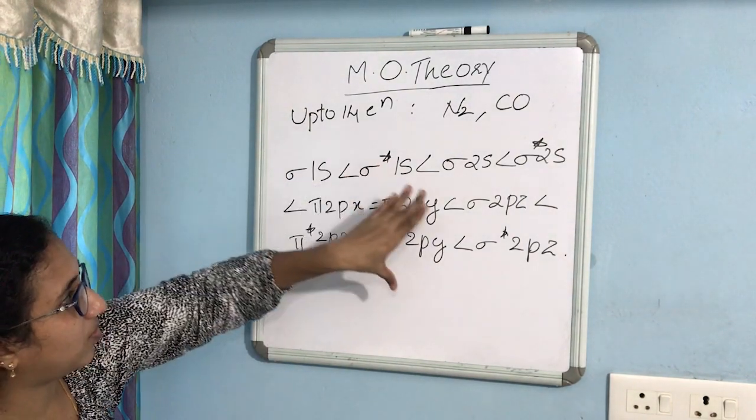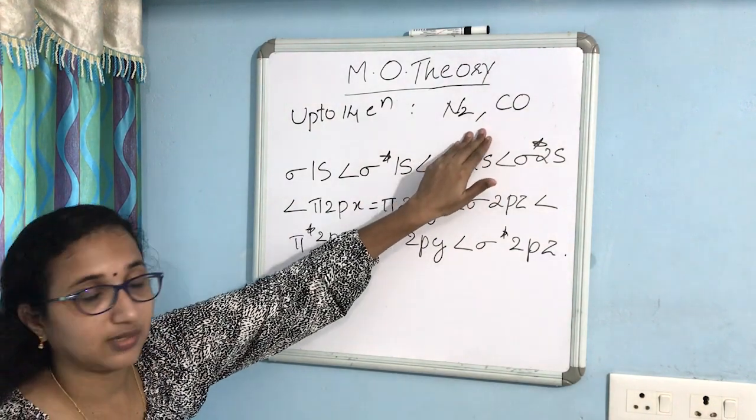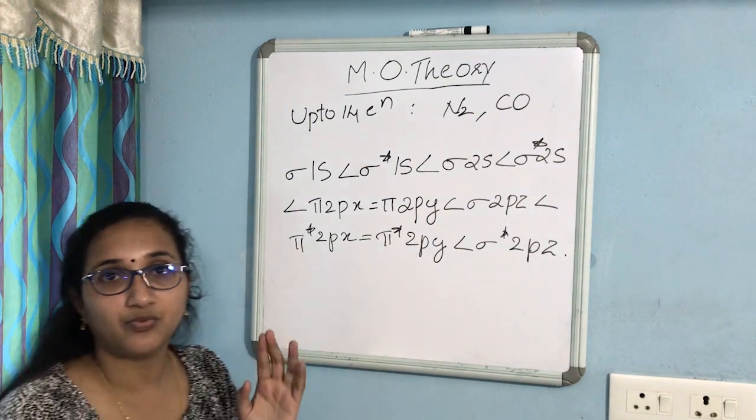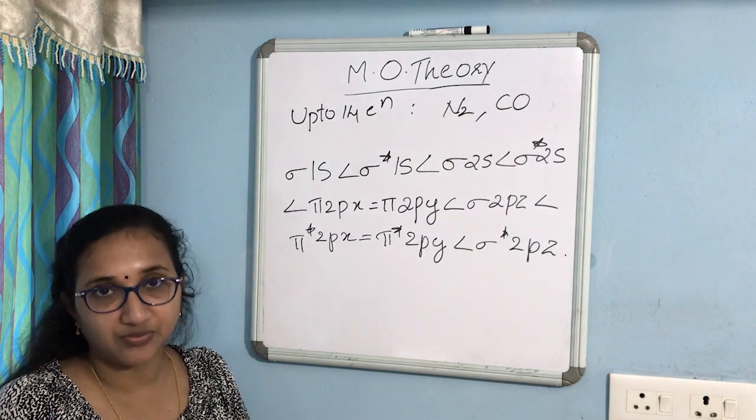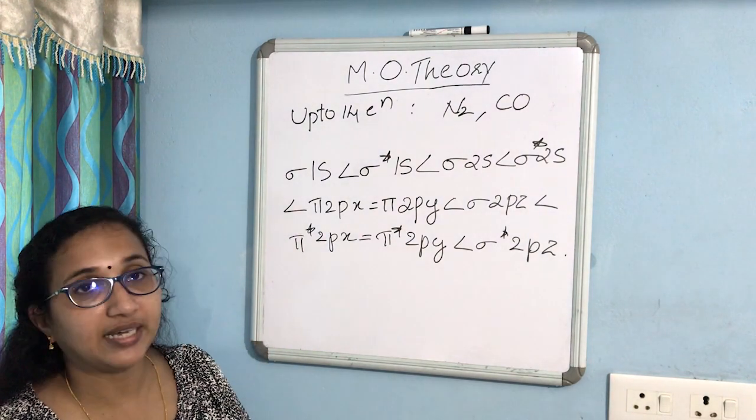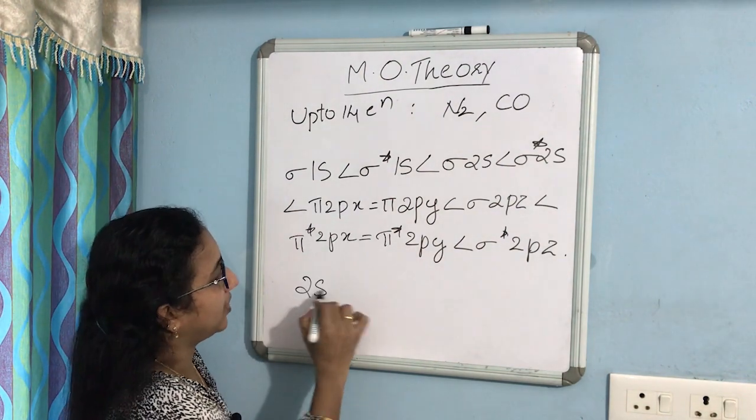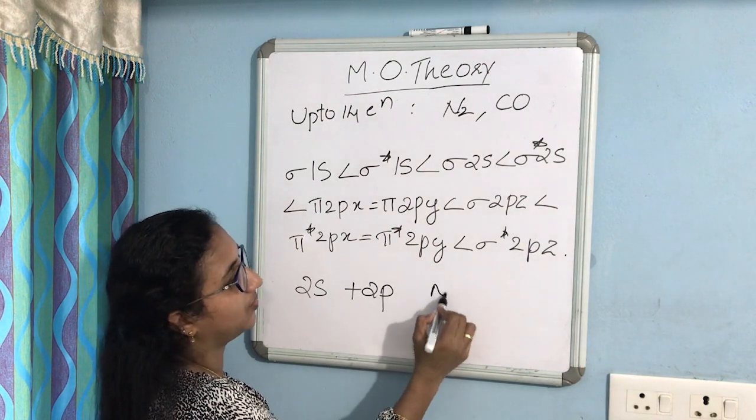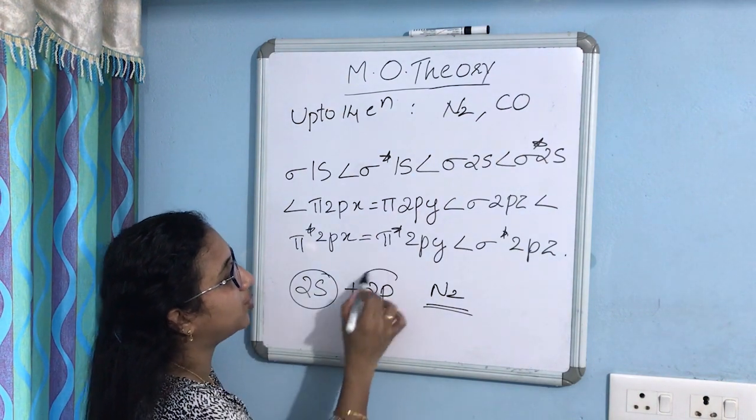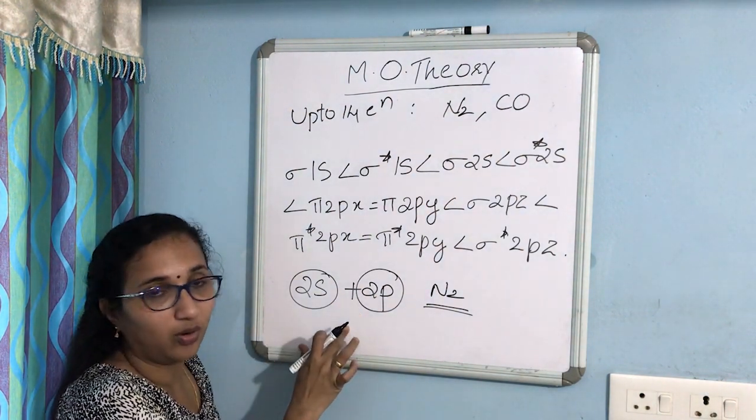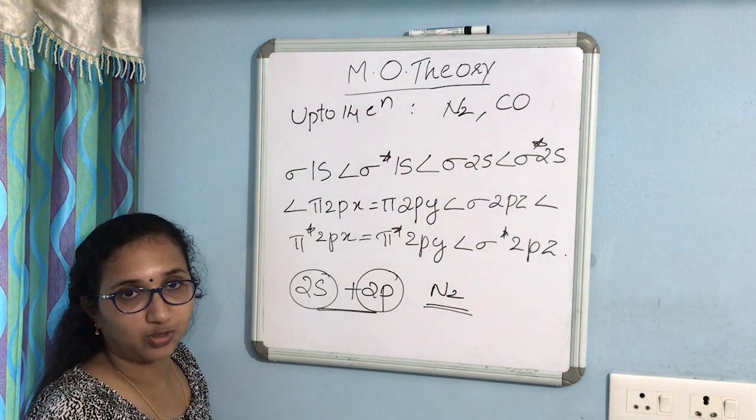And this order exists because in the case of a smaller electronic system, like up to 14 electrons, the number of electrons is less, so the energy difference between the 2s and 2p is very low, and this low energy difference causes an increased interaction between the 2s and 2p. For example, in the nitrogen molecule, the 2s atomic orbital and 2p atomic orbital energy difference is very small. So there will be a large extent of interaction between the two atomic orbitals.